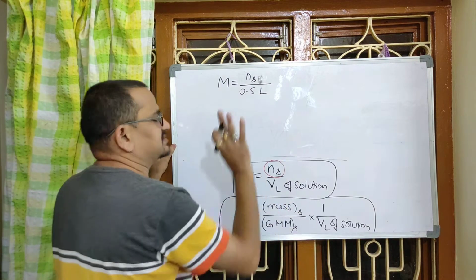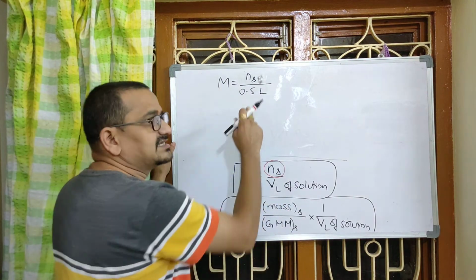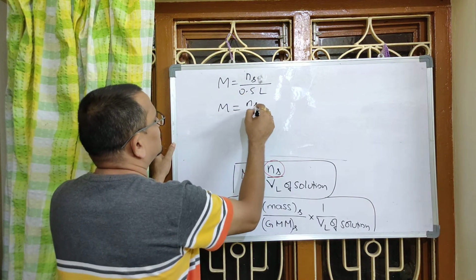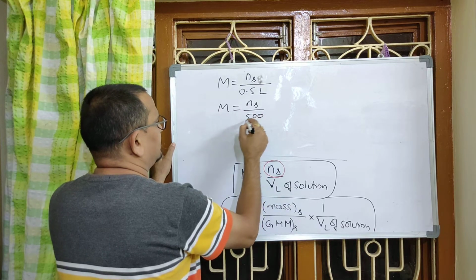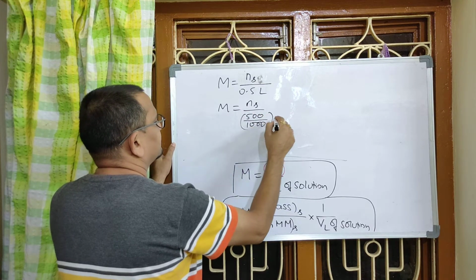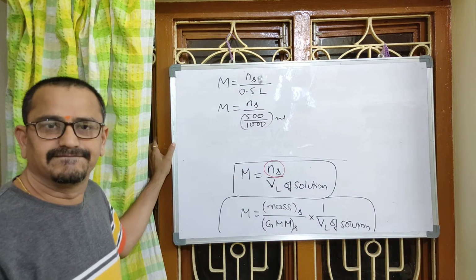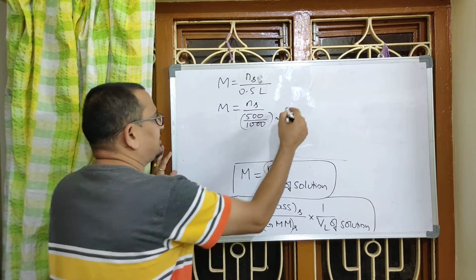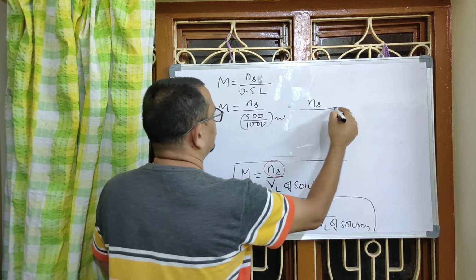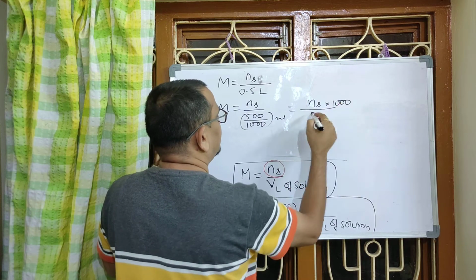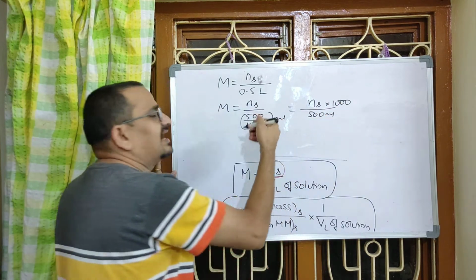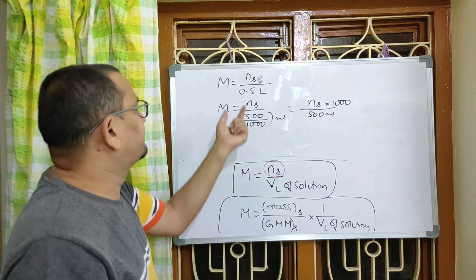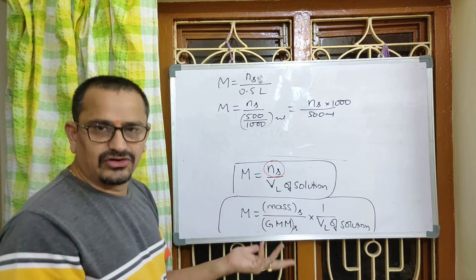Some 0.5 liters, right? 0.5 liters means how many ml? 500 ml, no? So this can also be expressed as number of moles of solute over 500 ml out of 1000 ml, right? On rearrangement, molarity can be expressed as number of moles of solute into 1000 by 500 ml. So as I had given a particular number for volume here, we are using that. In general, instead of number, we have to take the term V for volume.